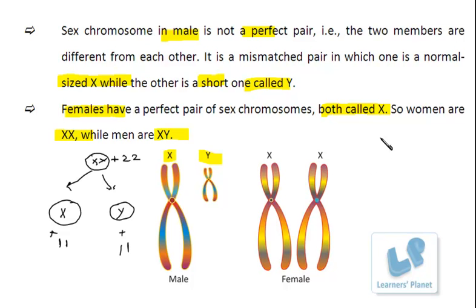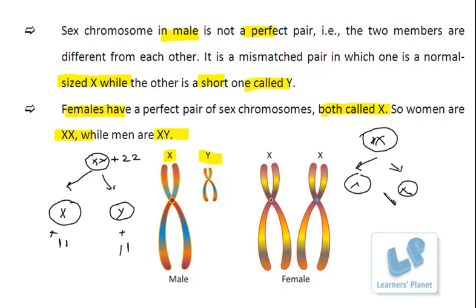In the case of females, when a germ cell produces the gametes, what will happen? Each will have the X chromosome, because all of them have the single type of chromosome only, isn't it? This is how the male and female gametes have a single set of chromosomes.